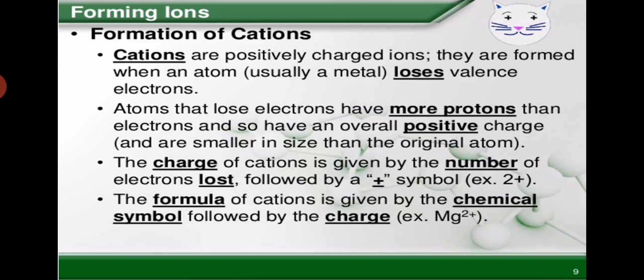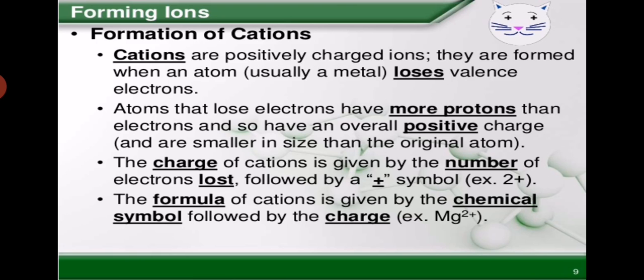When forming cations, as we know, cations are positively charged ions. They are formed when an atom of a metal usually loses valence electrons. Means whatever metal loses an electron, after that it forms a cation, means a positive ion. Atoms that lose electrons have more protons than electrons and so have an overall positive charge, and they are smaller in size than their original atom.